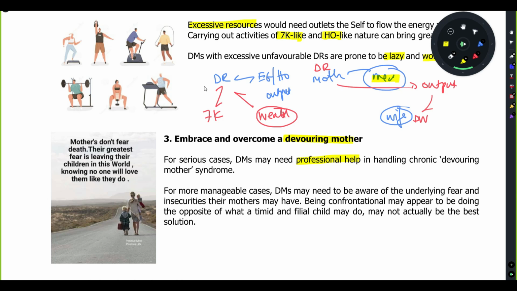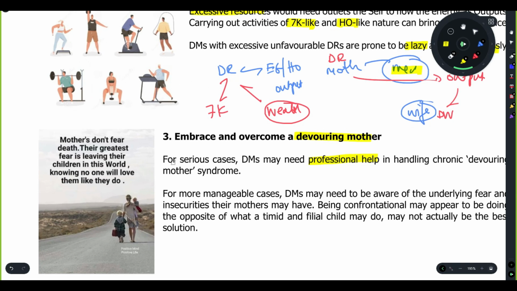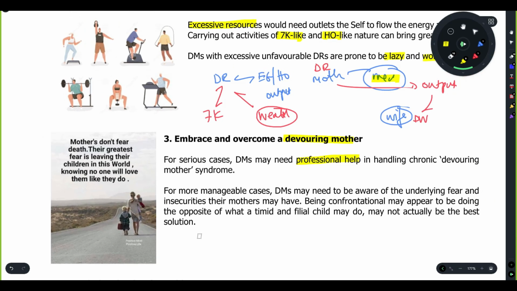But for more manageable cases, in my opinion, it is not ideal to be confrontational. It is not the ideal scenario to put the person to choose between the mother and other issues in life. To avoid may not necessarily be good. To rebel, to hate, to resent may not be the case.